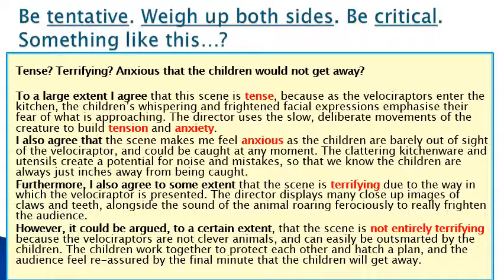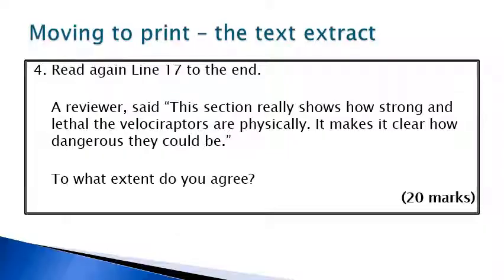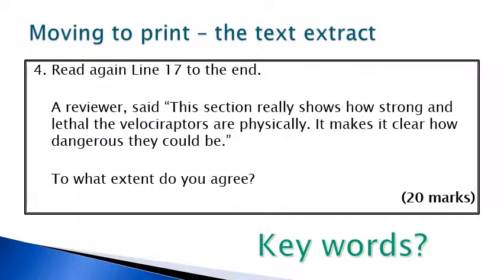Okay, so that's what it might look like. Now that's a bit of film analysis. We're now going to move this into a text analysis, an extract from the novel. So read again, line 17 to the end is what we're told. A reviewer said, this section of the text really shows how strong and lethal the velociraptors are physically. It makes it clear how dangerous they could be. To what extent do you agree? So line 17 to the end, so I want to focus just on that part.